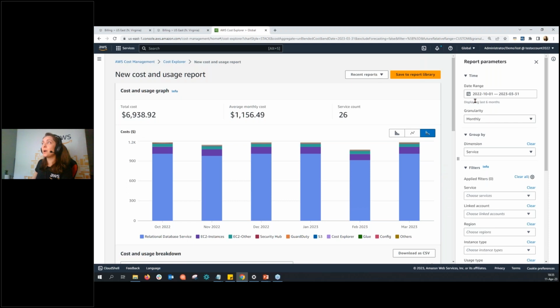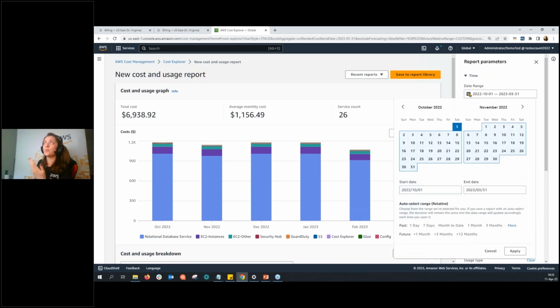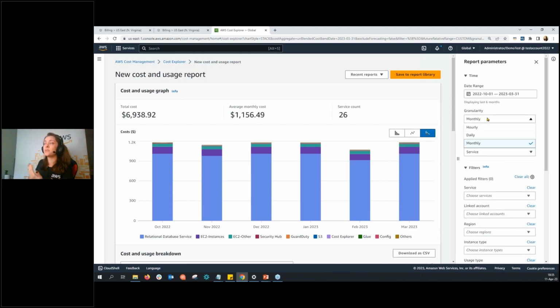Some of the parameters here are the date range. It goes back 12, 13 months, so you can actually observe trends for the last year. You can also set the granularity. By default, monthly and daily granularity is enabled. So, for example, if you want to look at your costs on a daily basis for the past few weeks or months, just to observe some trends, you choose the relevant granularity. And then group by dimension, and then filters. These are quite powerful parameters when used together in the right way. So let's look at some examples.